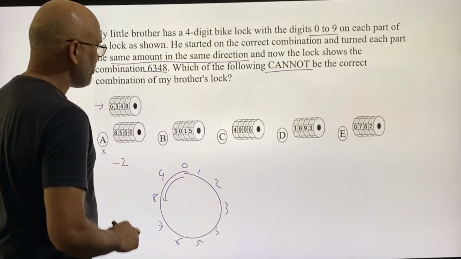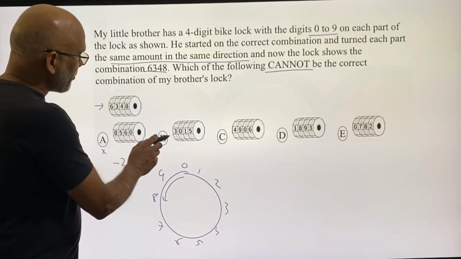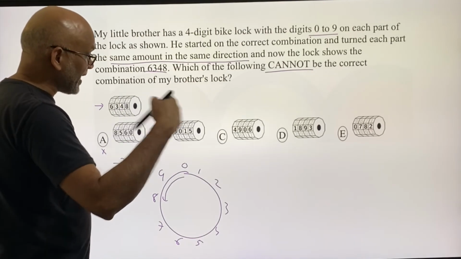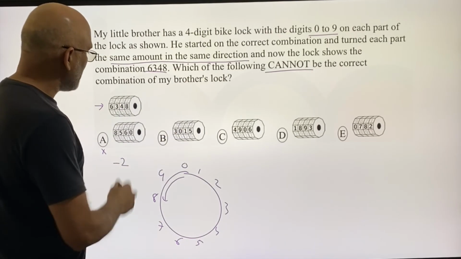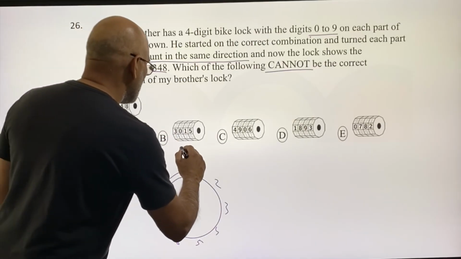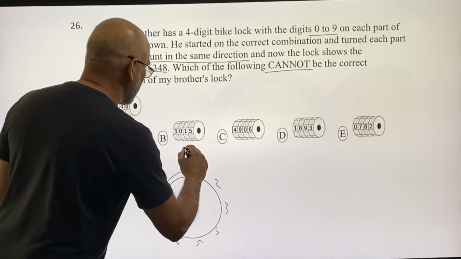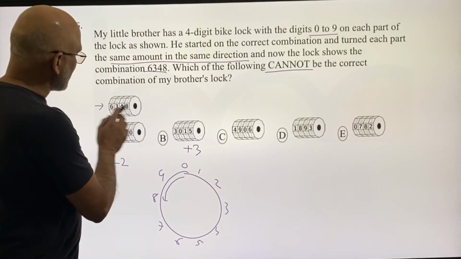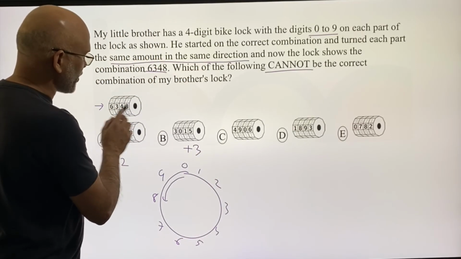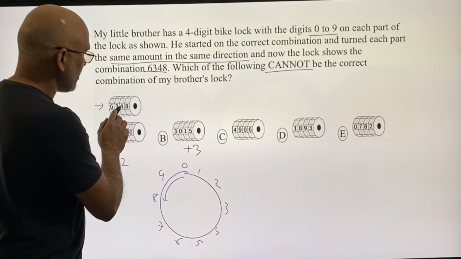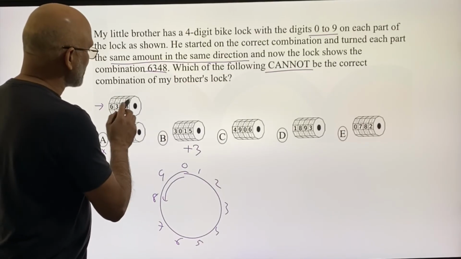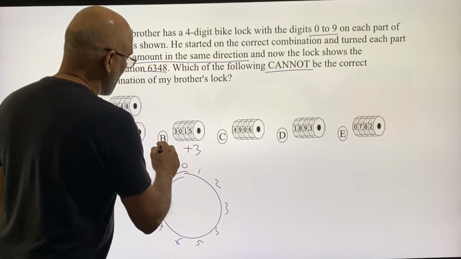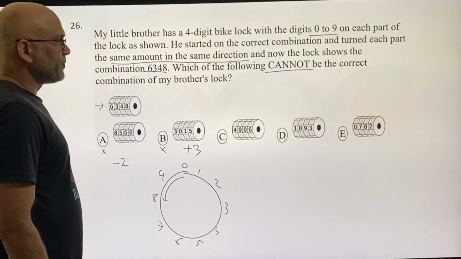Let's check B now. Can we go from B to the original combination by turning each a fixed amount? How about 3 to 6 is plus 3. So let me try that. So 3 plus 3 is 6, 0 plus 3 is 3, 1 plus 3 is 4, 5 plus 3 is 8. So again, B also cannot be the correct choice.